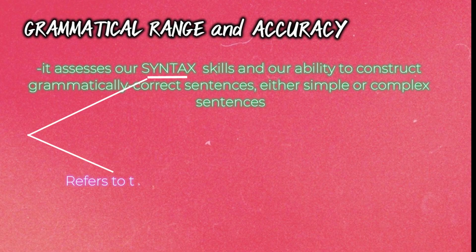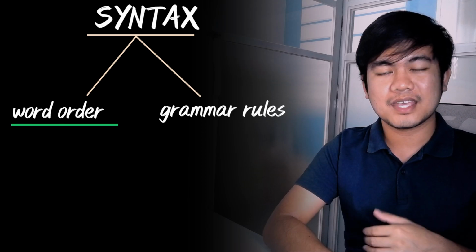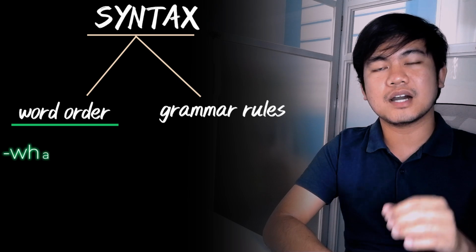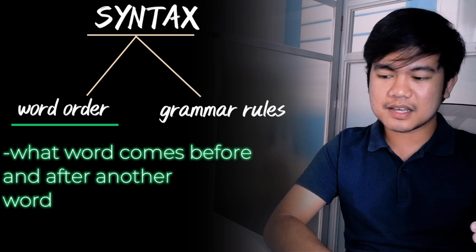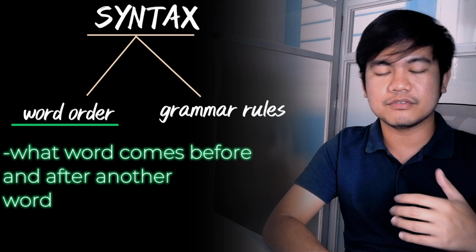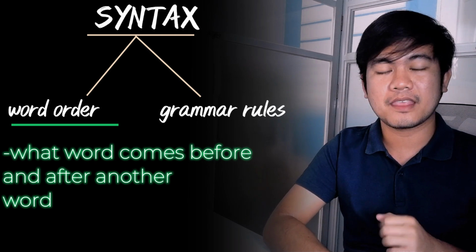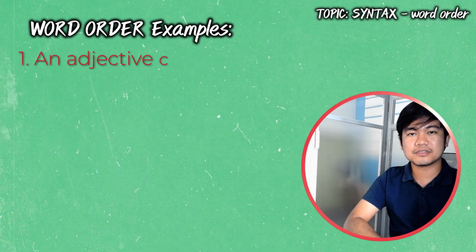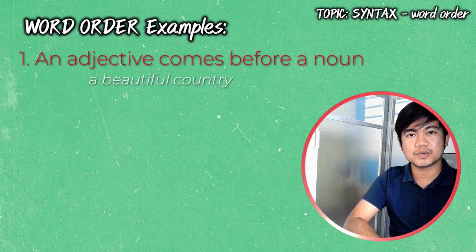Syntax refers to the arrangement of words or phrases in a sentence. This covers word order and grammar rules. Let us start with word order. It simply means what word comes before and after another word. Let us have very basic examples so that you can get an idea of what word order is. First, an adjective comes before a noun. For example, a beautiful country.